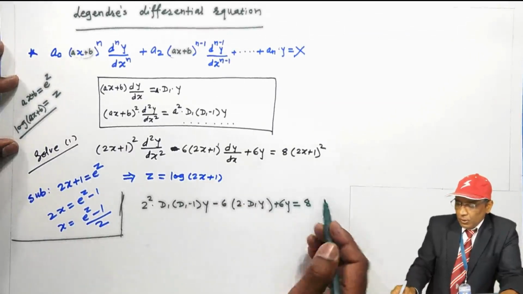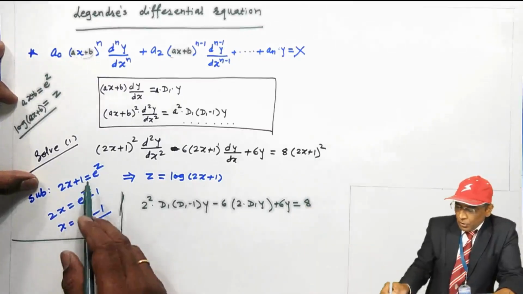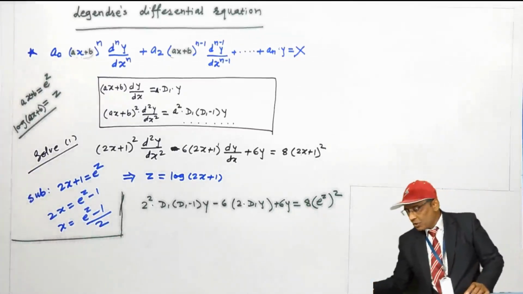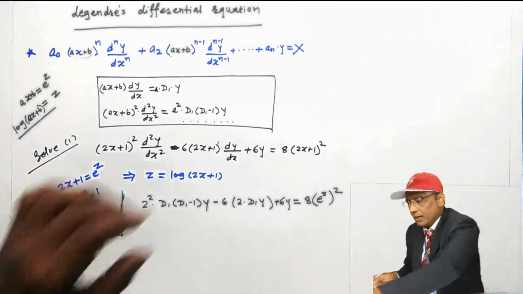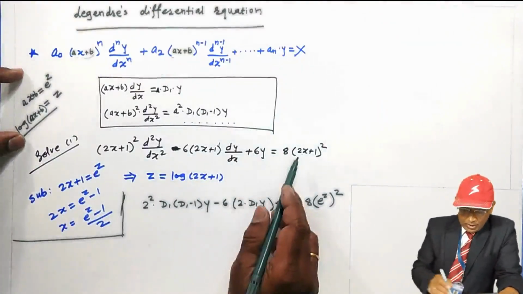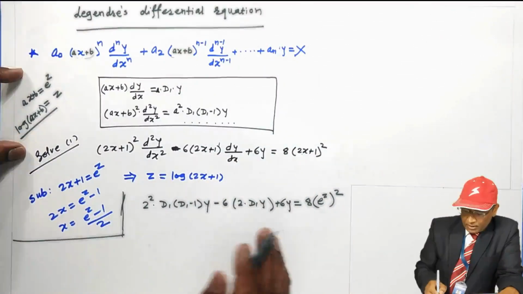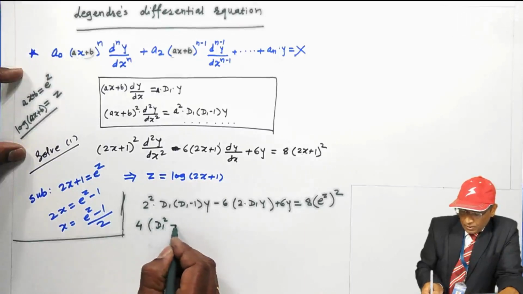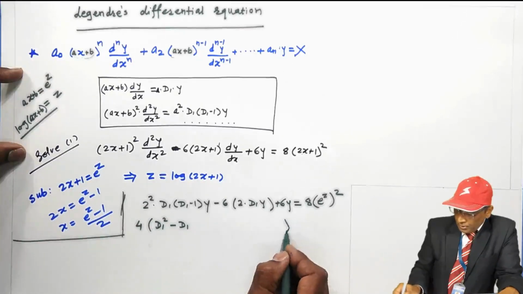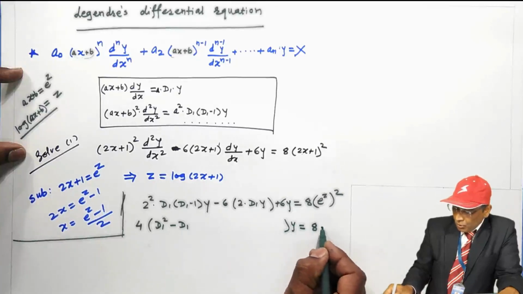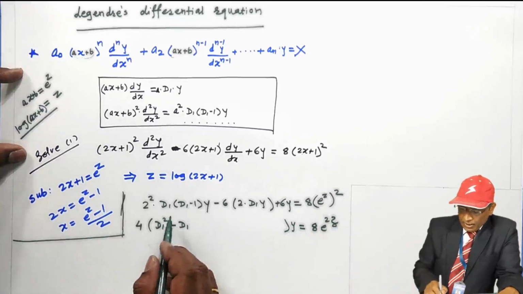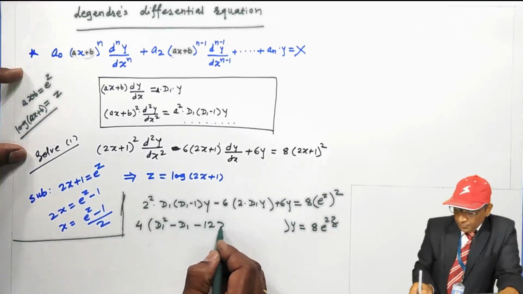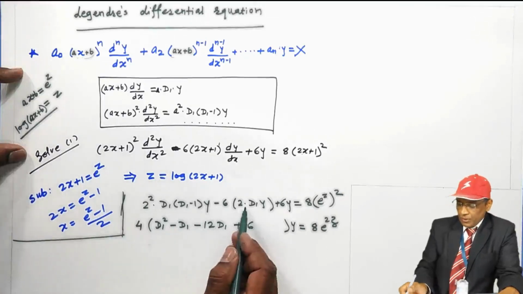And 2x plus 1 is what? E to the power z, so its square is e to the power 2z. Now try to solve it very carefully. I am taking y common directly, e to the power 2z by law of inverse. What I have done? 4 D1 square minus D1 minus 12 D1 plus 6.